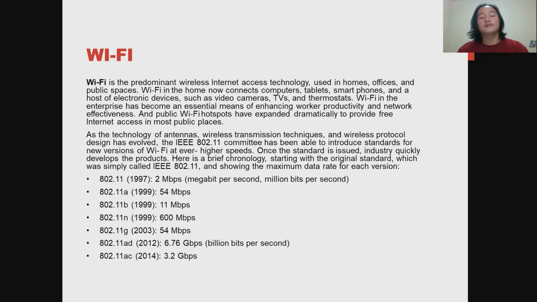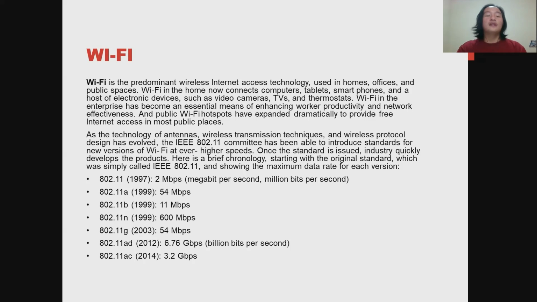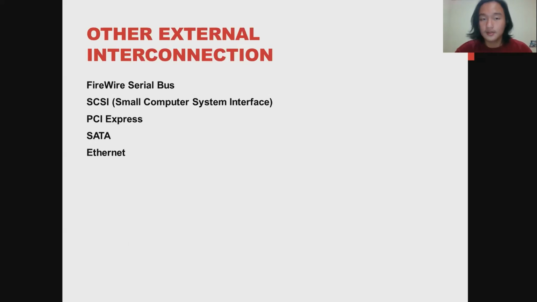802.11g, which was created in 2003, has a speed of 54 megabits per second. 802.11ad, which was created in 2012, has a speed of 6.76 gigabits per second, which is billions of bits per second. 802.11ac, which was created in 2004, has a speed of 3.2 gigabits per second.